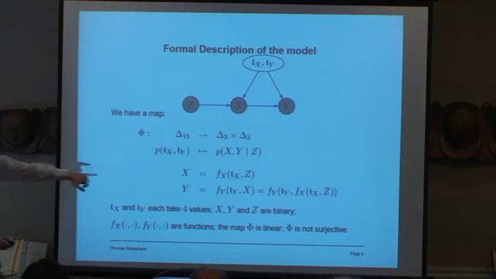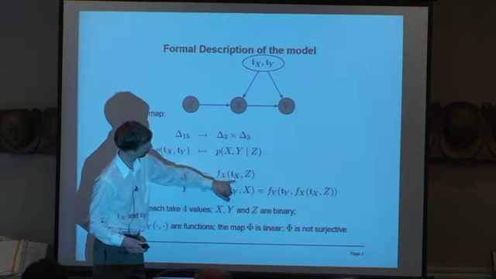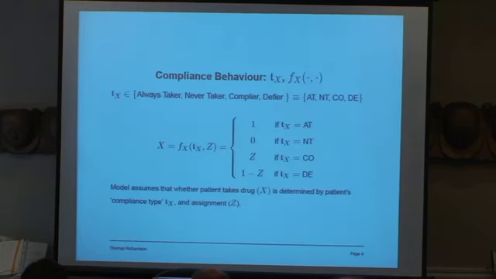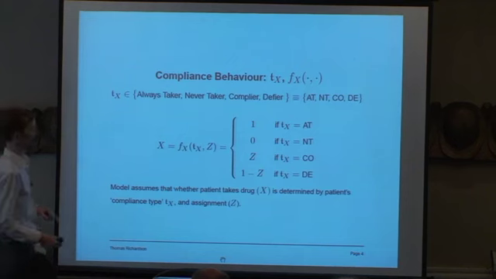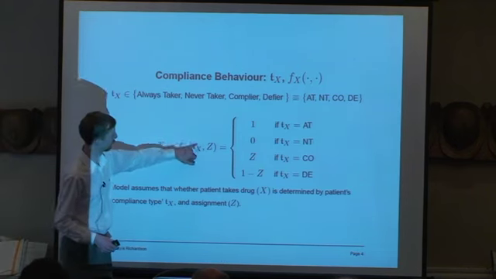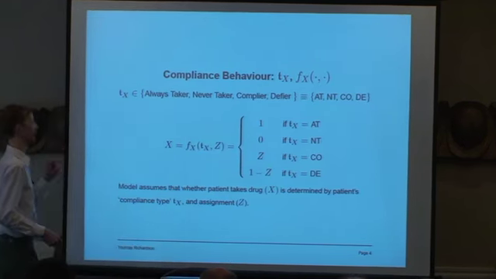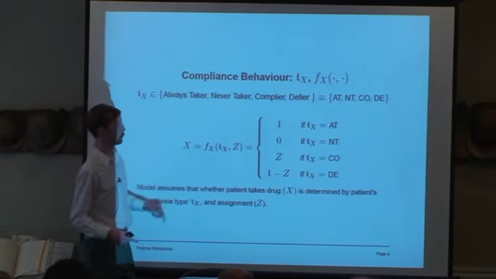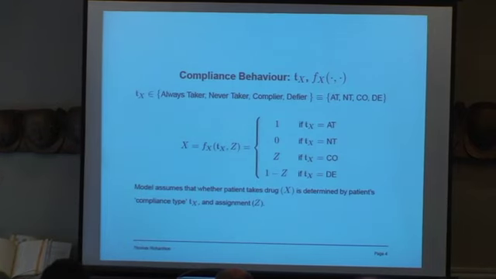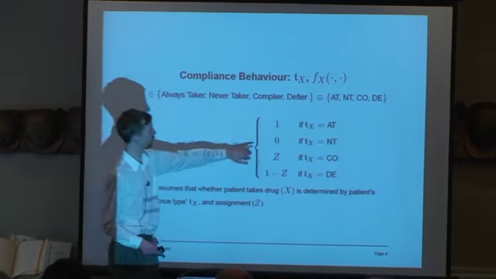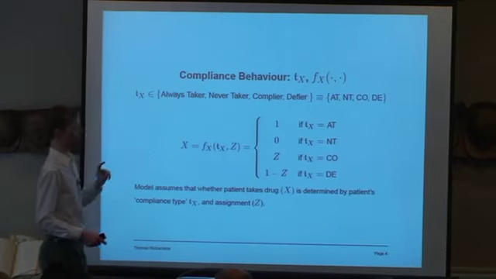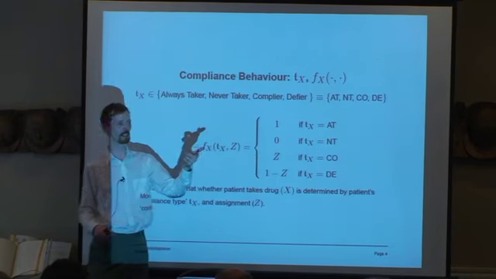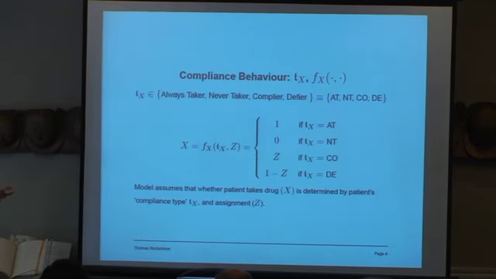Okay, so X is a function of this type Tx together with Z. Y is a function of Ty together with X. And I'll give specific names to values for Tx. Someone who always takes the value X equals 1 regardless of Z, we call an always taker. Someone who always gets the value 0 regardless of whether Z is 0 or 1, we call a never taker. Someone who does as they're told is a complier, and someone who does exactly the opposite, a contrarian, is a defier.